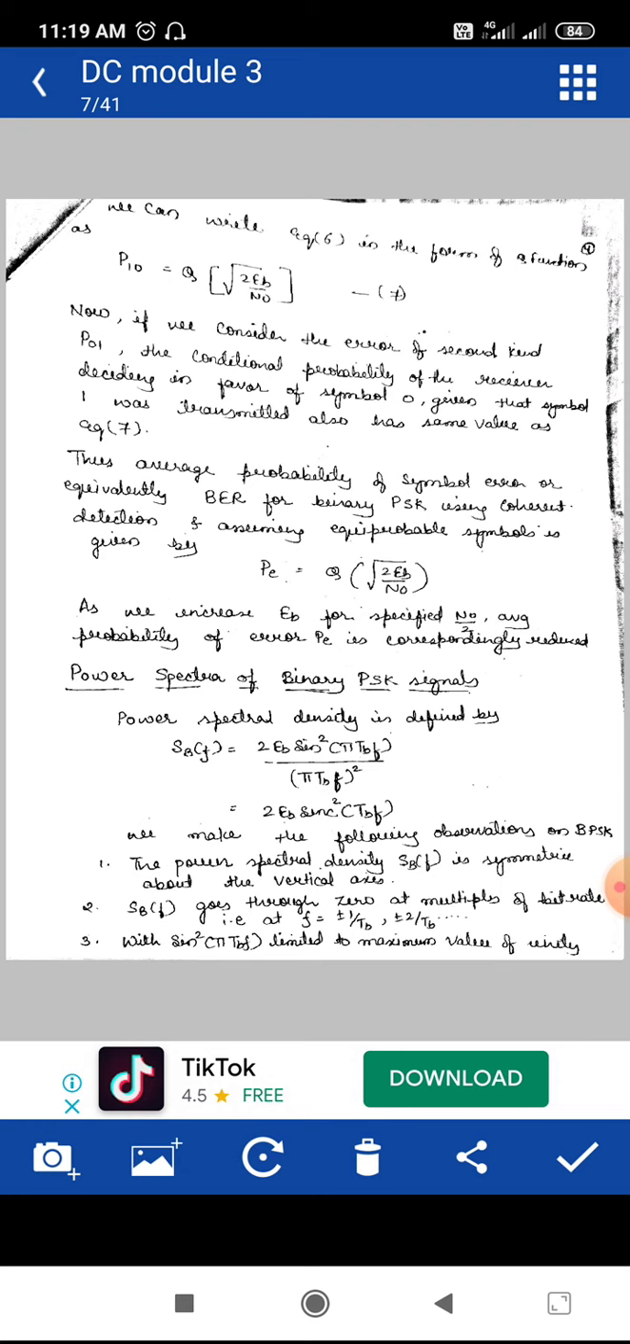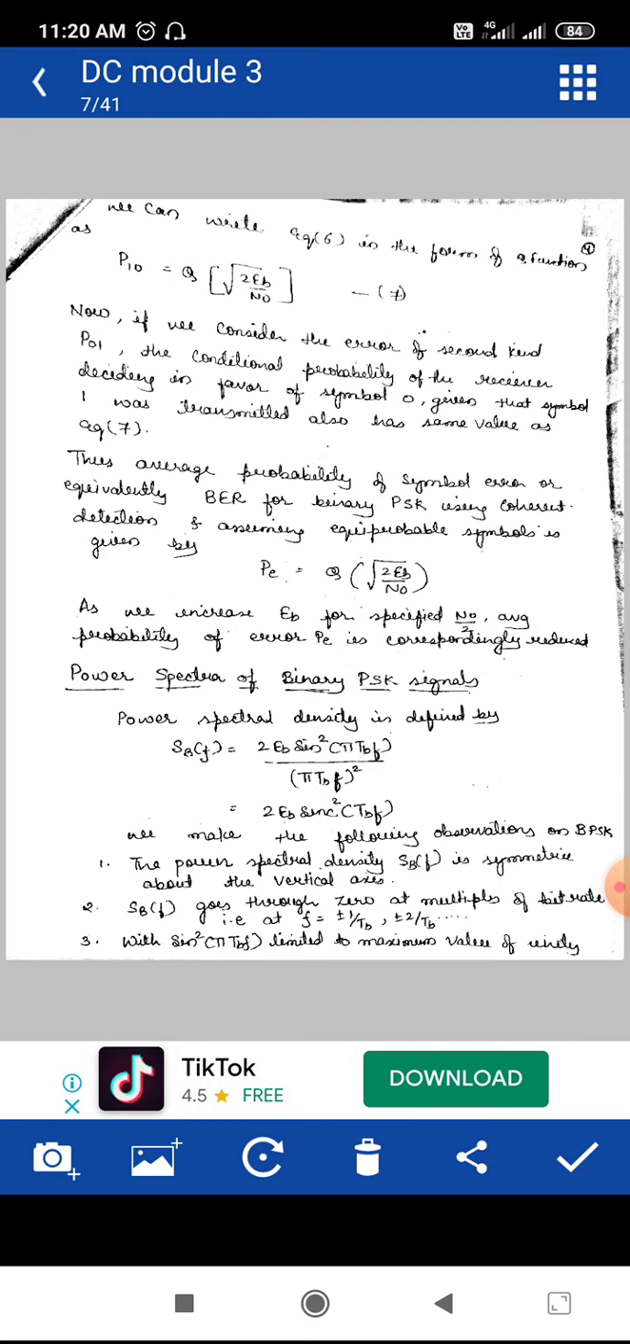So how do we reduce the probability of error? The probability of error can be reduced if we increase EB. What is EB? EB is the energy in a bit, the energy per bit. Per bit, how much energy we are transmitting is your EB. So when you increase EB, for a specified N0 by 2, the average probability of error will get reduced.